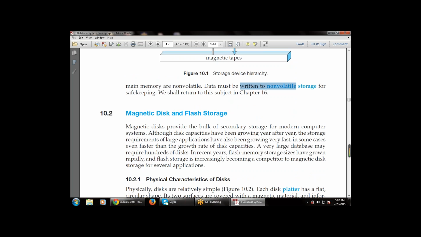So magnetic disk provides the bulk of secondary storage for modern computer systems. So it provides the bulk of secondary storage. Bulk means a large quantity of secondary storage in modern computer systems.